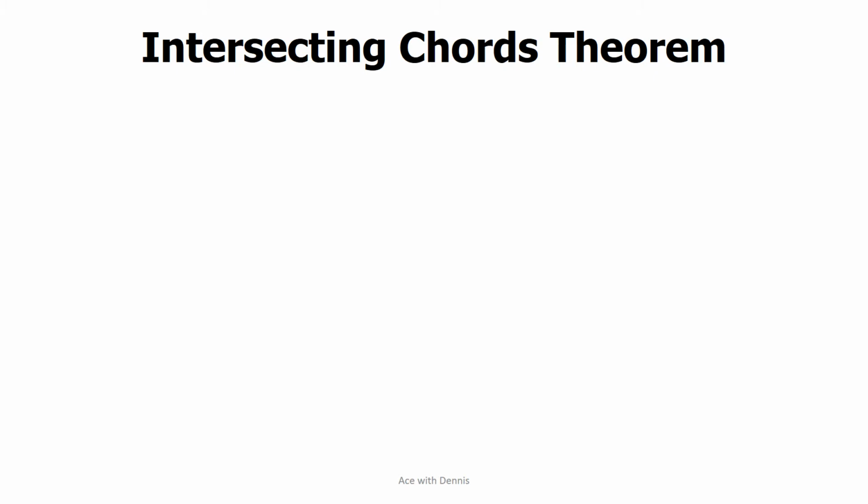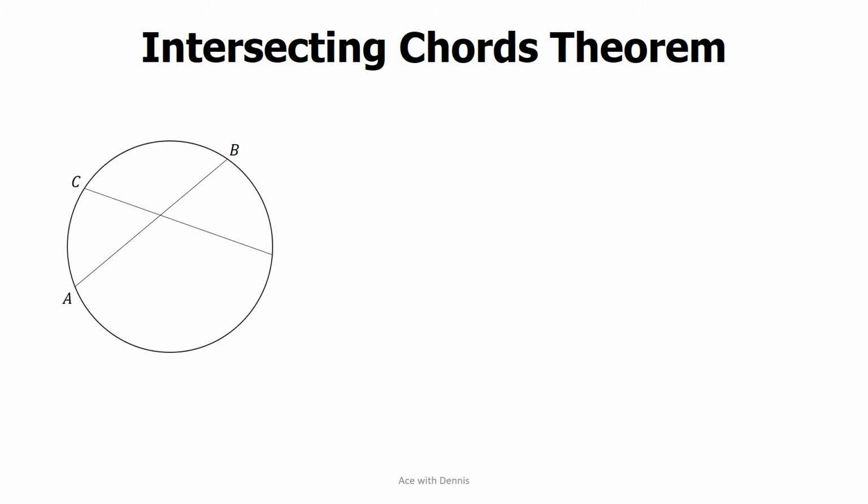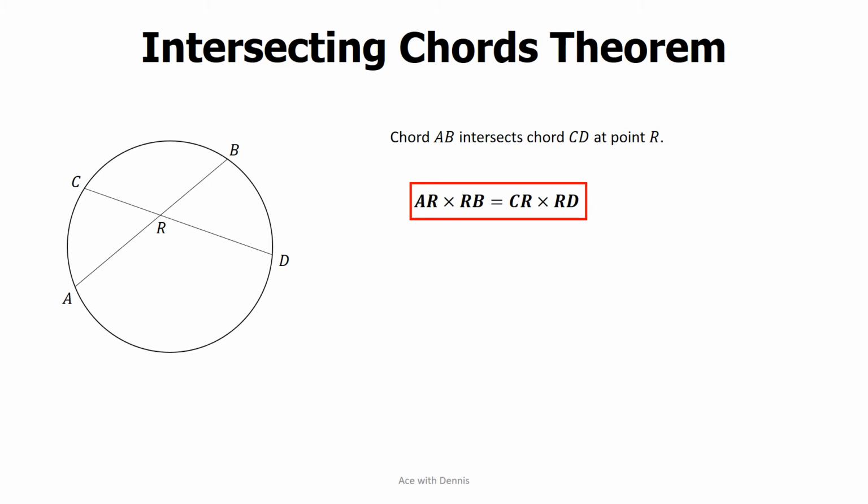The last theorem that we want to talk about is the intersecting chords theorem. Here is the diagram. We have a circle, and this is chord AB with another chord CD. So chord AB intersects chord CD at point R. Based on the intersecting chords theorem, AR times RB equals CR times RD.